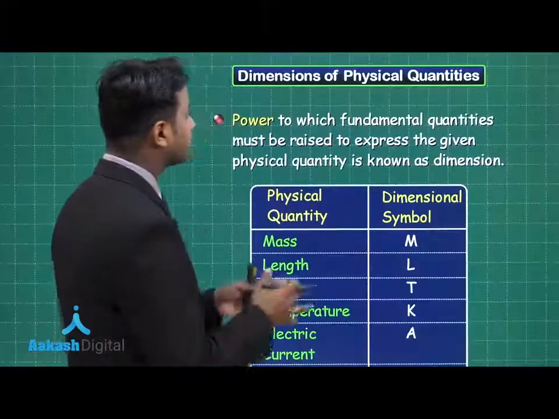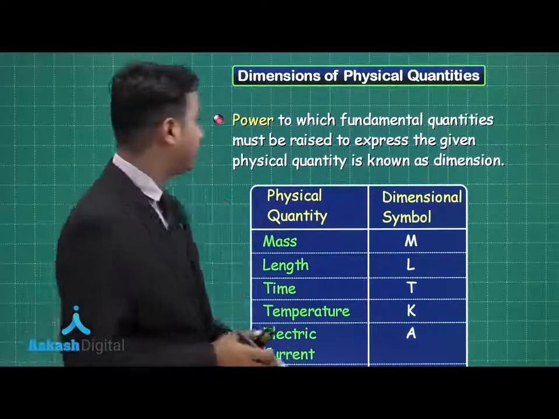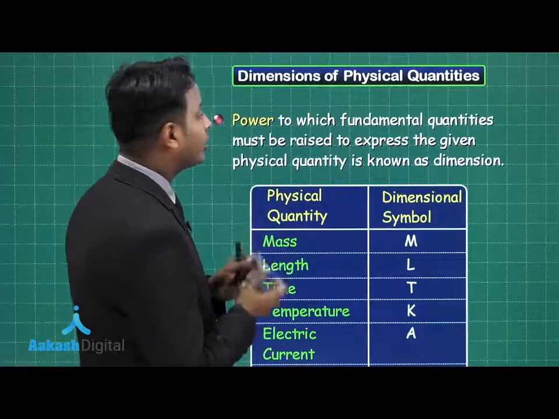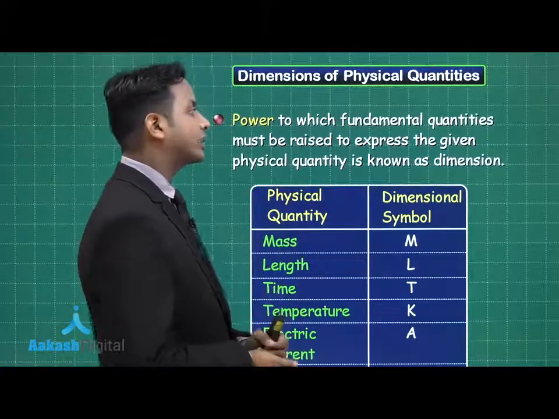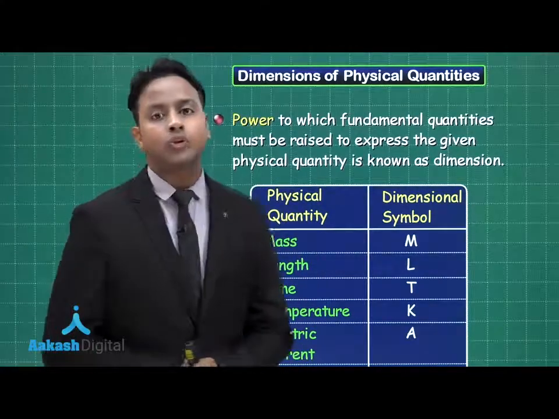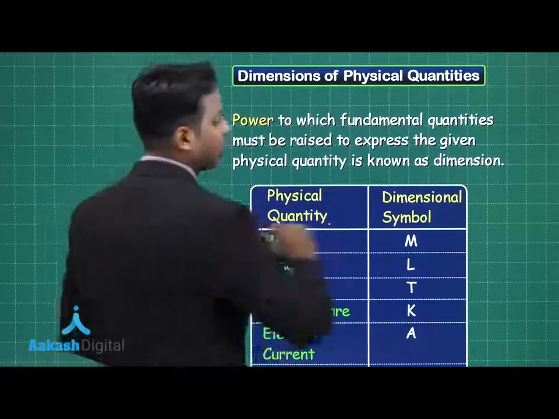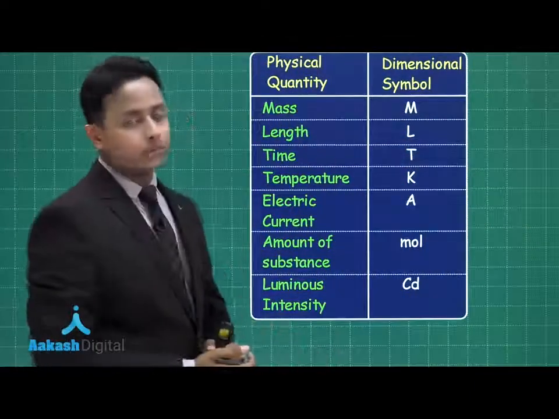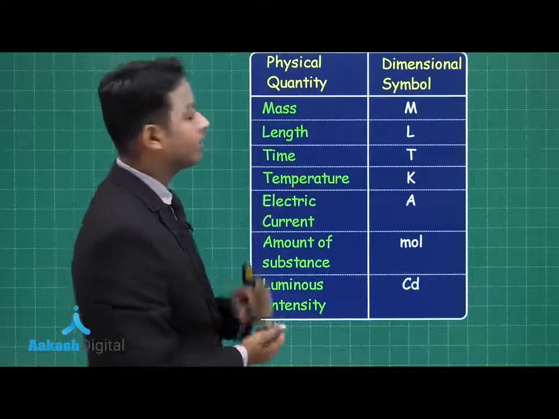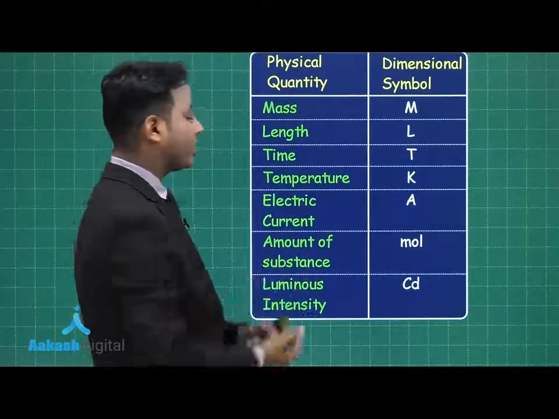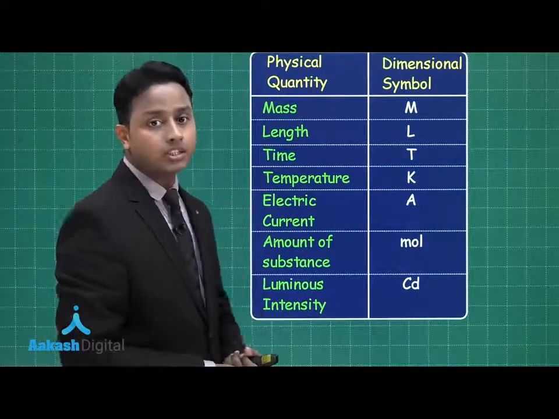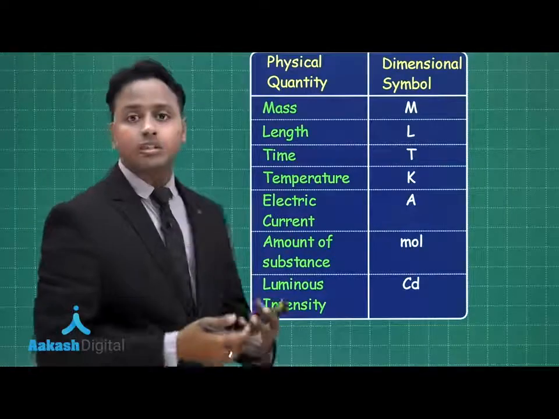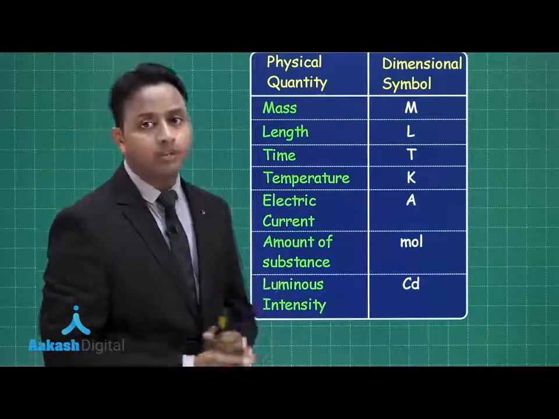As per the definition, the power to which a fundamental quantity must be raised to express the given physical quantity is known as its dimension. For your reference, I have taken all the fundamental quantities that we have: mass, length, time, temperature, electric current, amount of substance and luminous intensity. I hope you remember the symbols and the units of these fundamental quantities.